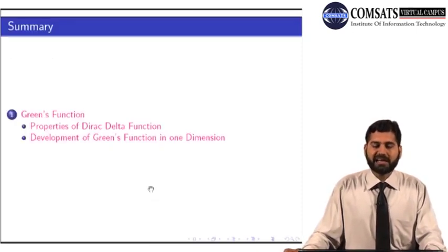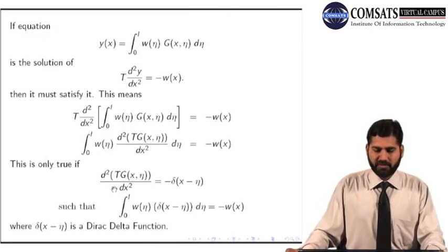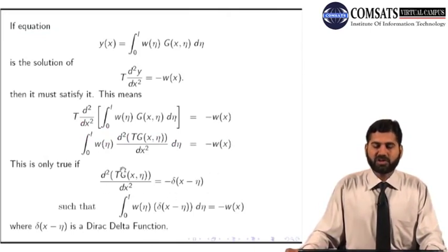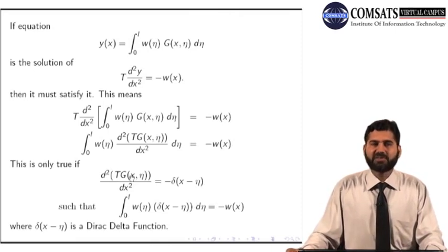So from here we are getting this equation. It means your Green's function gx eta should satisfy this non-homogeneous differential equation, that the second derivative of g with respect to x square should be equal to minus the Dirac delta function. This is the definition of g.